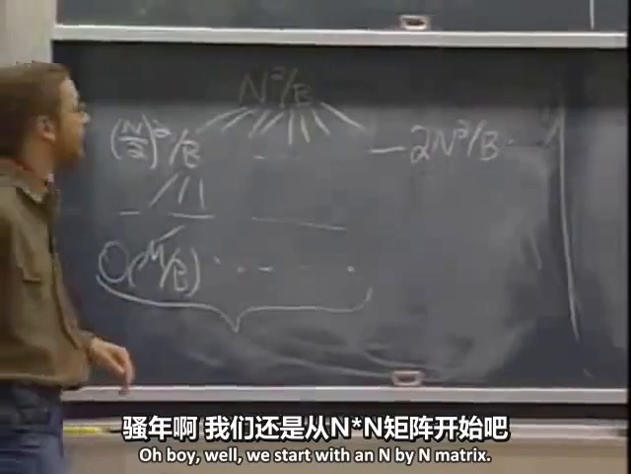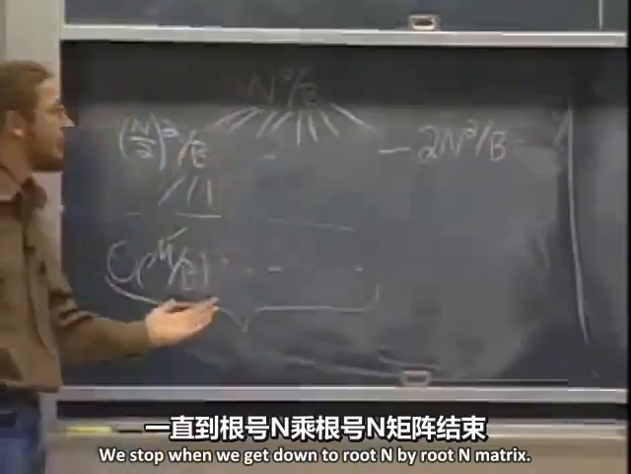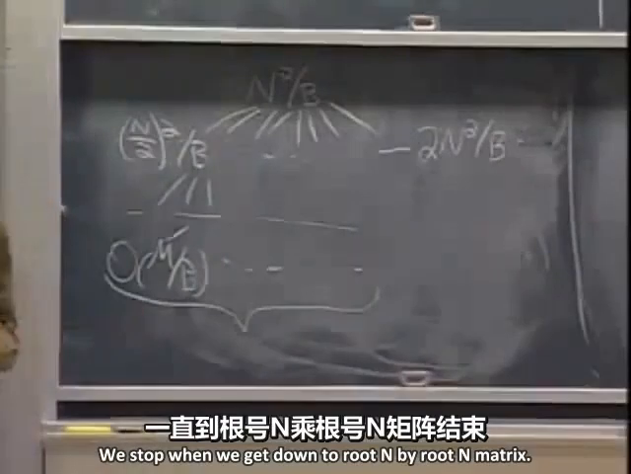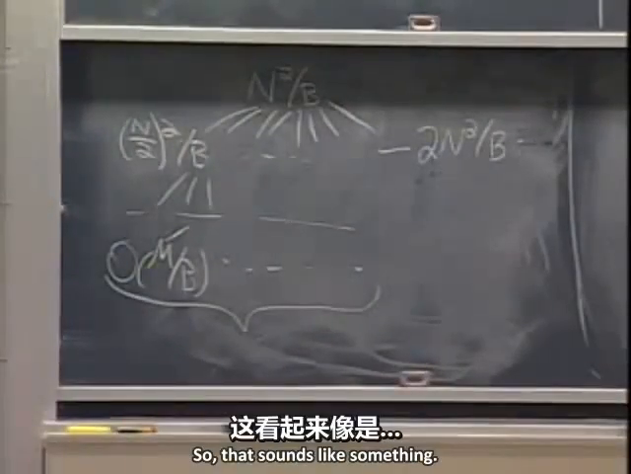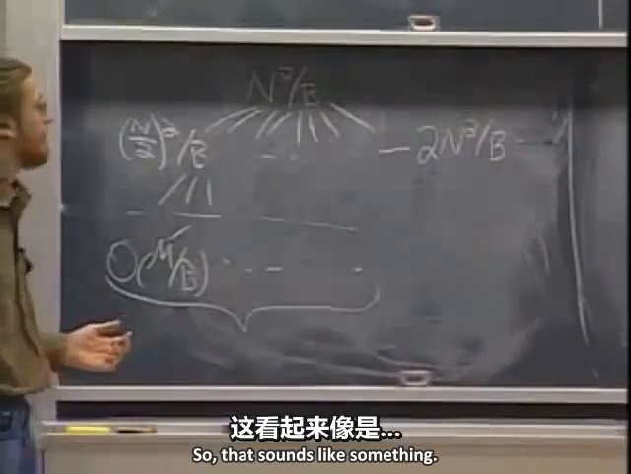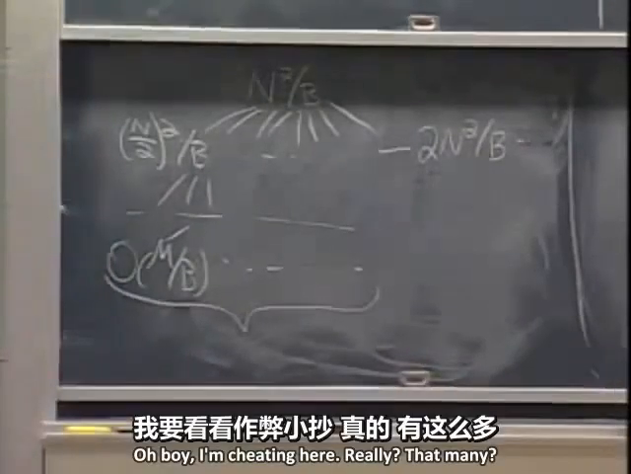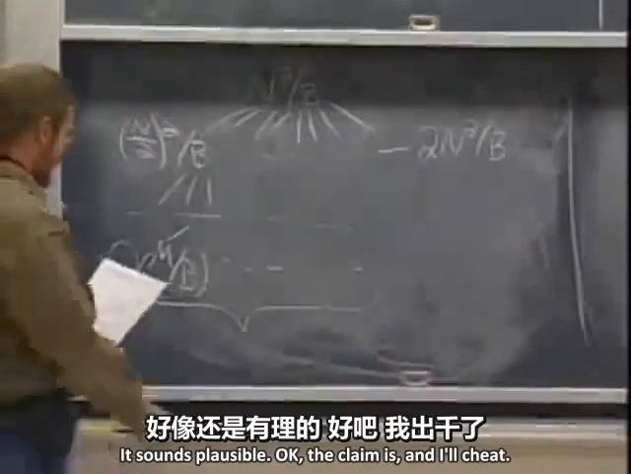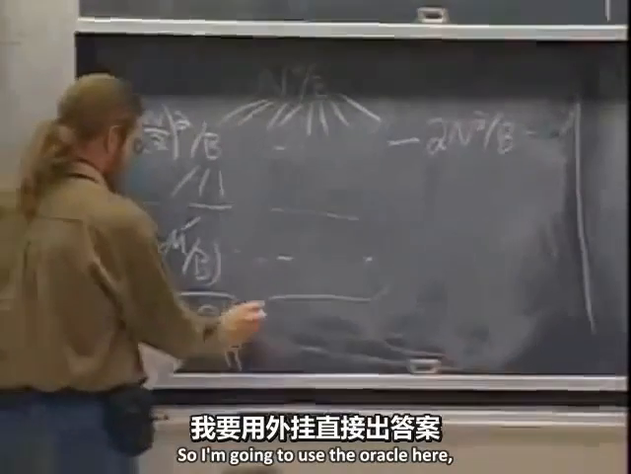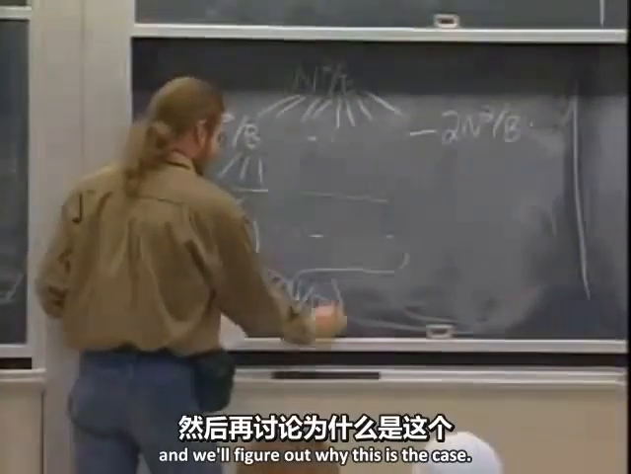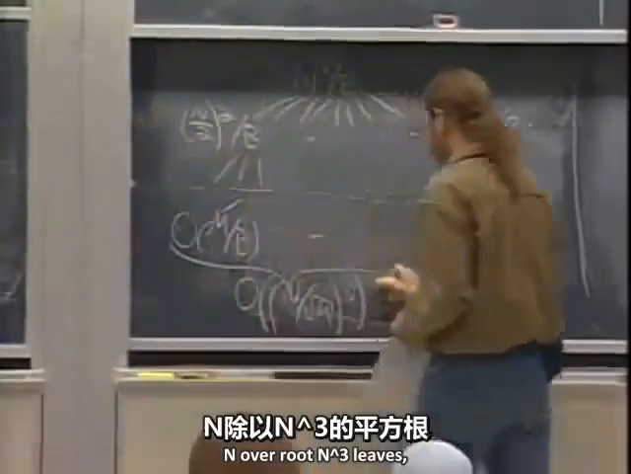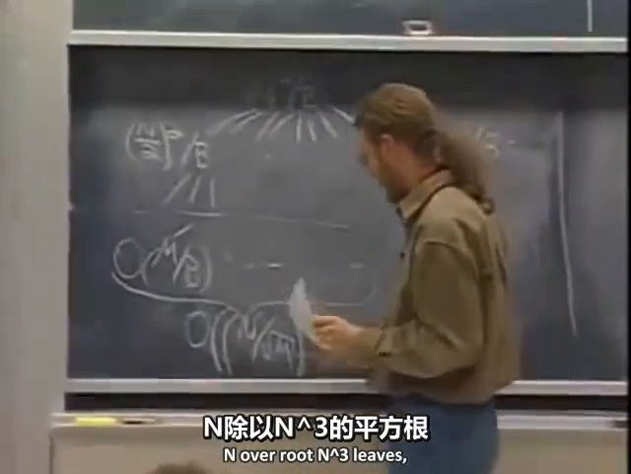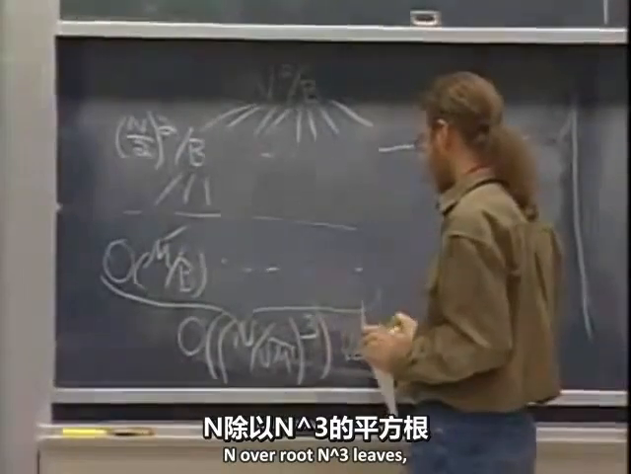Oh boy, well, we start with an n by n matrix. We stop when we get down to a root n by root n matrix. So that sounds like something. Oh boy, I'm cheating here. Really? That many? Sounds plausible. Okay, the claim is, and I'll cheat. So I'm going to use the oracle here, and we'll figure out why this is the case. n over root m cubed leaves.